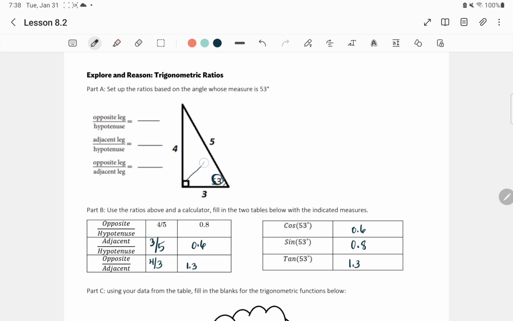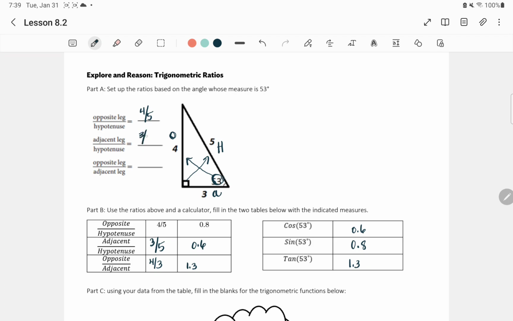So across from the box is your hypotenuse, across from the right angle. Across or opposite the angle is your O, which makes this one your A. So let's set up these trig ratios. So if I want opposite leg over hypotenuse, then I'm going to put the number that's labeled the O, which is 4, and then the hypotenuse is 5.